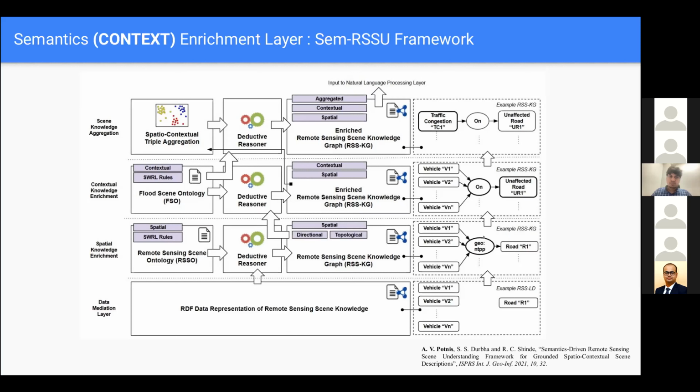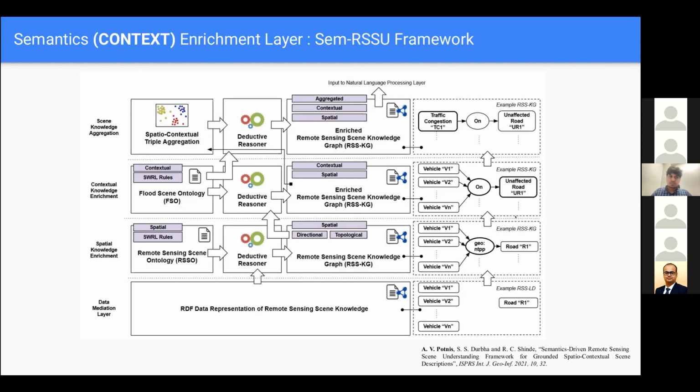So two important terms were essentially inferred in this layer. So the geo NTPP relation was translated to the on relation. So we can say that vehicle 1, vehicle V2, Vn are on, and the road was essentially translated, or rather specialized, to an unaffected road. So the important point here is that the understanding of the road being unaffected in context to the flood scenario was understood and inferred by the machine, right?